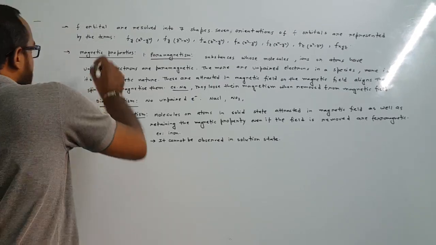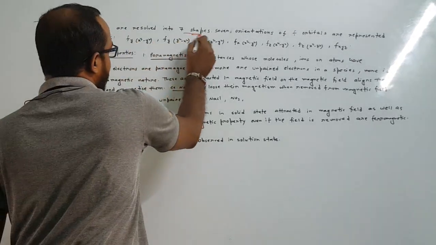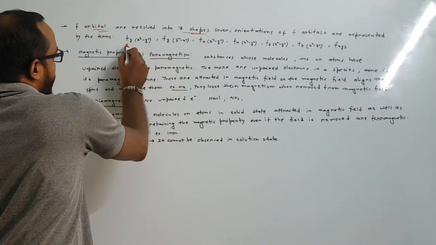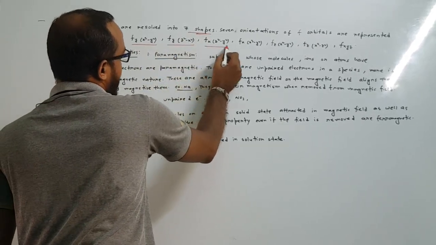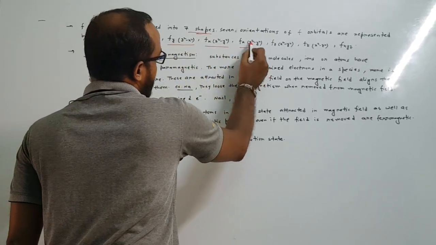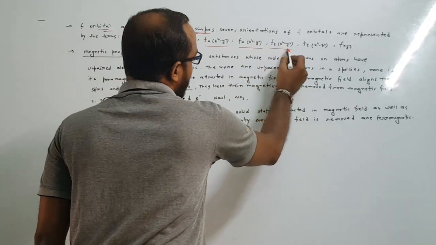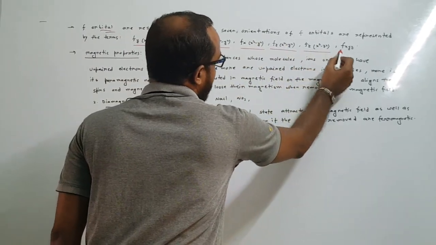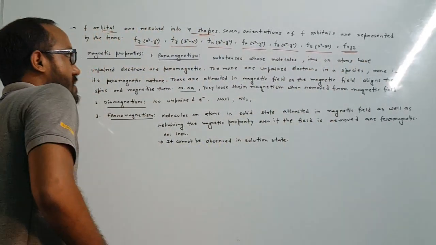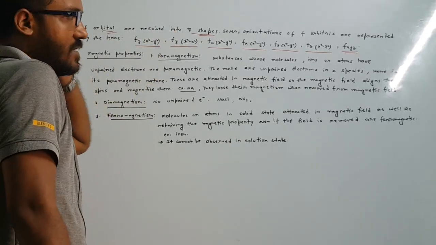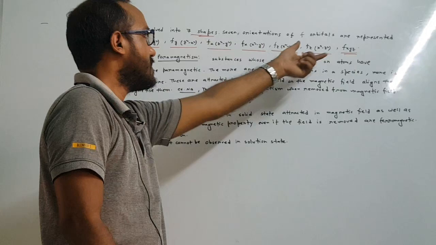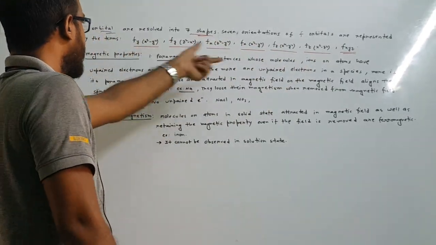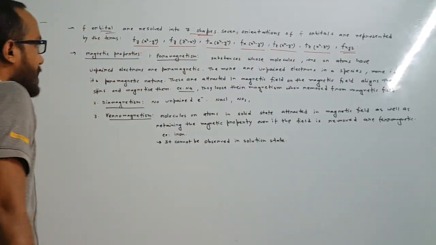But here, in f orbital we have 7 shapes, namely f of y(x square minus y square), y z square minus x square, x z square minus y square, x square minus y square, z(x square minus y square), and f of z x square minus z square, and f xyz. These f orbital shapes are not in your syllabus, but just remember the names of these orbitals.